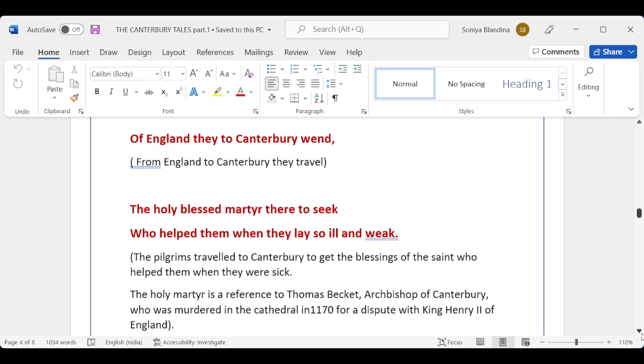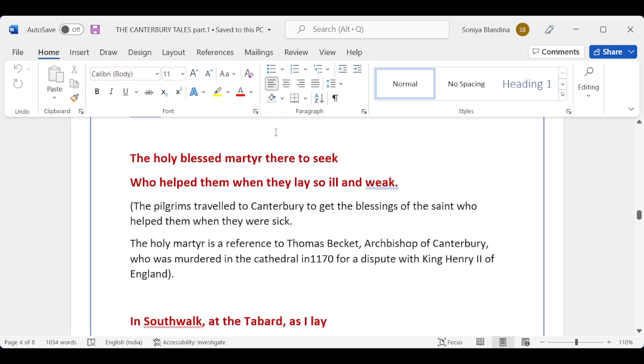Okay, so what is the purpose of their visit? The holy blessed martyr there to seek, who helped them when they lay so ill and weak. See, these pilgrims are traveling to Canterbury to get the blessings of the saint. Okay, the blessings of the martyr. So, who is the martyr mentioned here? It is Thomas Becket. He was the Archbishop of Canterbury.